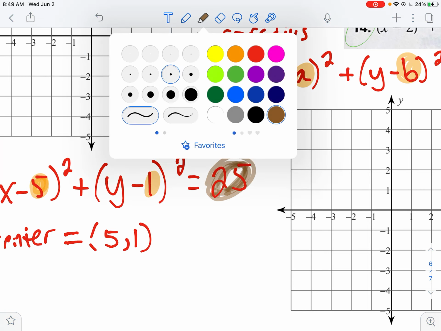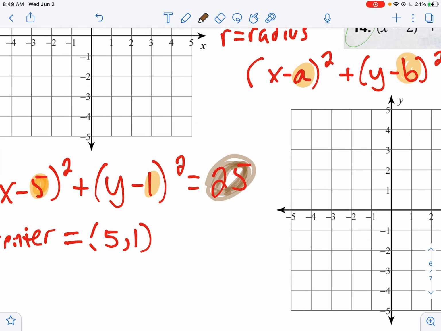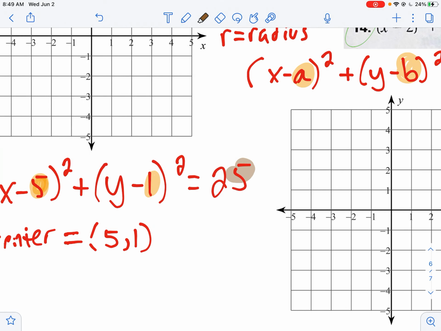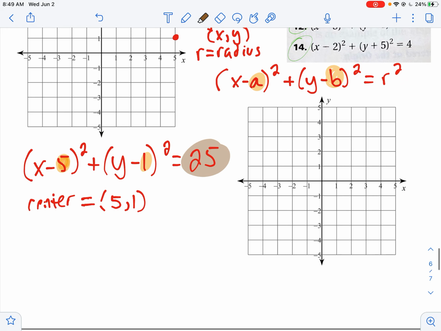I'm not liking this highlighting tool today. Here we go. You get to see me make mistakes in real time. There's nothing wrong with that. Or not mistakes, but make edits.